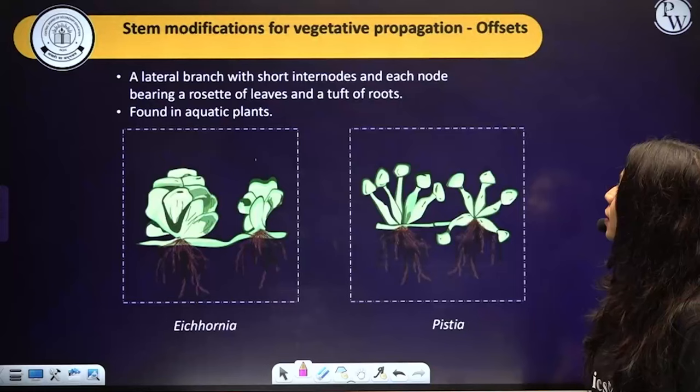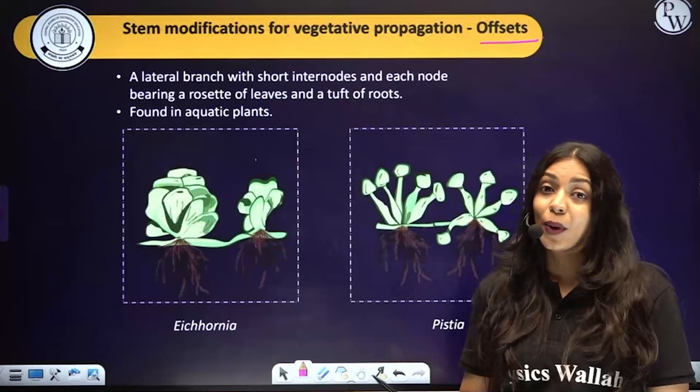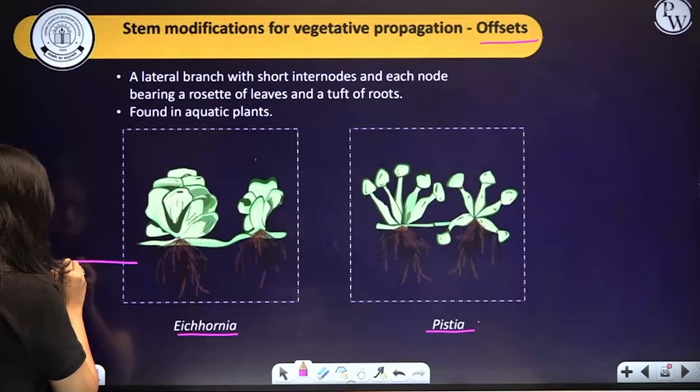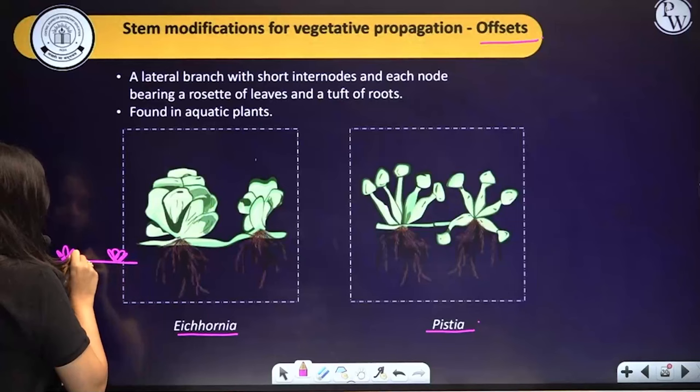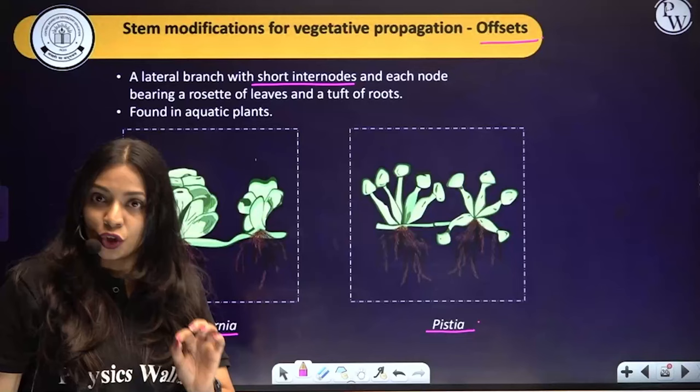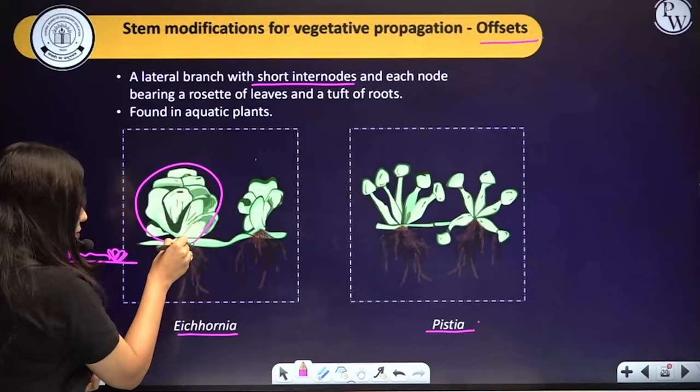Next, we have offsets. Offsets are usually found in aquatic plants like water hyacinth, which is also called Eichhornia, and Pistia. I'll tell you what happens here. Over here, the stem is horizontal. Okay, so remember, stems will have nodes and internodes, right? So nodes are present, at the nodes, leaves will be produced. And here you have the internodes. Over here, in these plants, the length of the internode is very short. Okay? Short internodes, and at each node you can see both leaves and roots. You can see a tuft of leaves above the water surface.